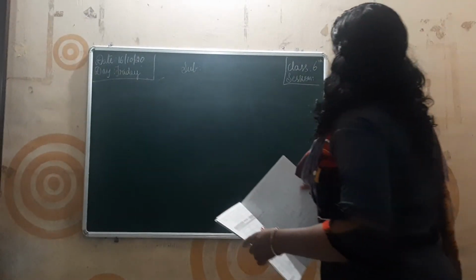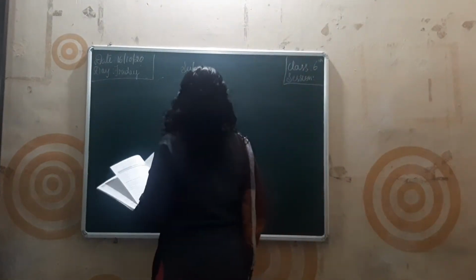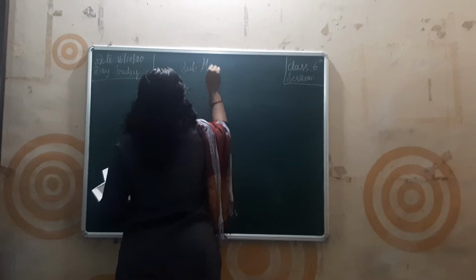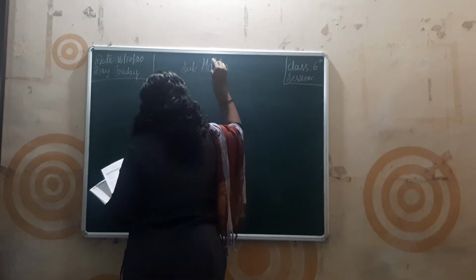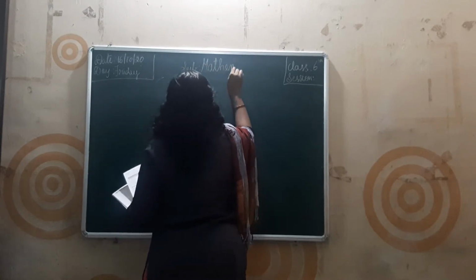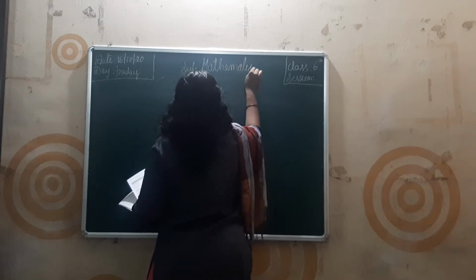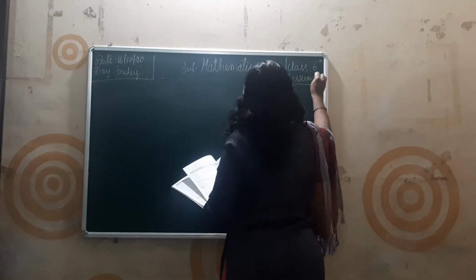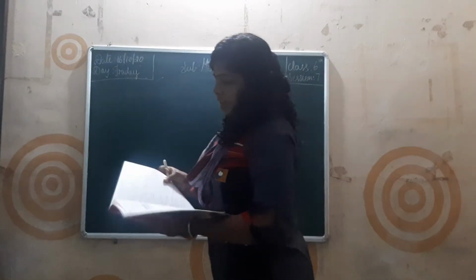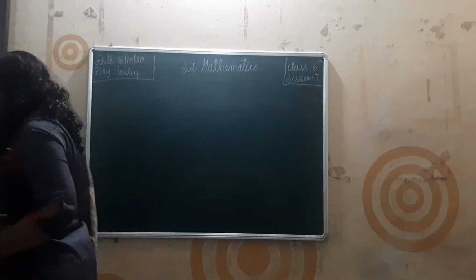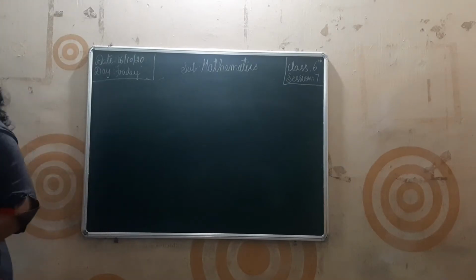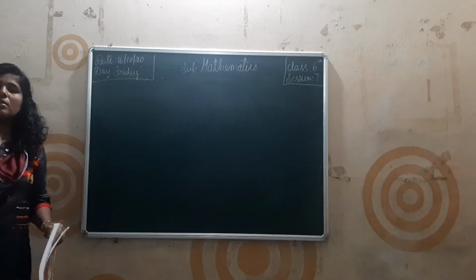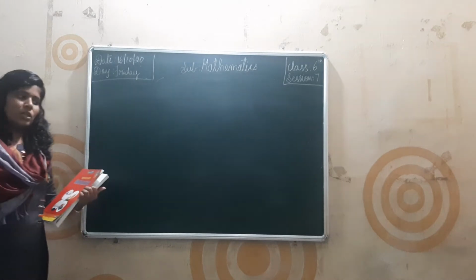Good morning, children. Okay, today I am going to take the Mathematics subject and the new exercise 1.4. Mathematics, and the class session is how much? 7th session. Okay, children, in the previous year only we have learned about estimating to the nearest tens, nearest hundreds, and nearest thousands.